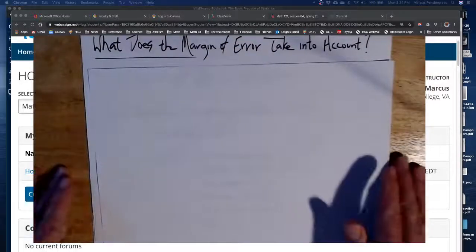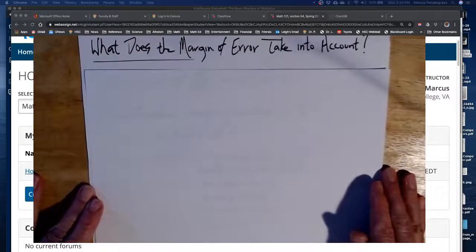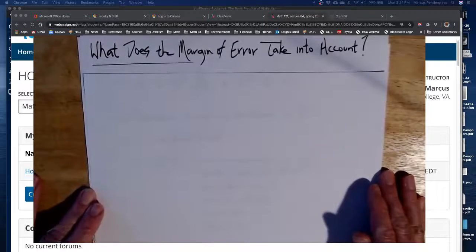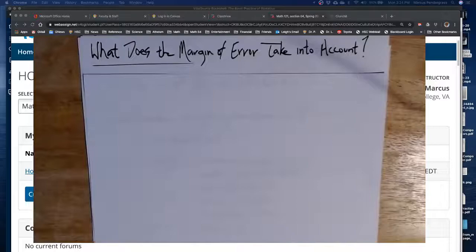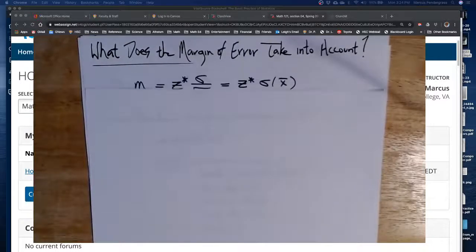Finally, let's take a look at this term margin of error. What kind of error are we having margin against? In other words, what does the margin of error take into account? Well, again, one idea here to keep in mind is what the margin of error is.